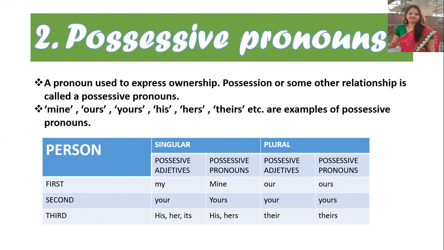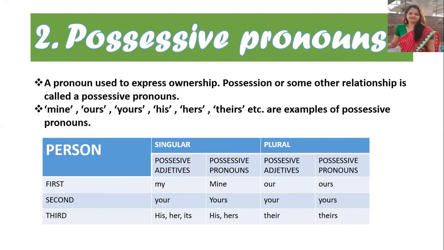Means in the previous chapter you have studied about the possessive adjective. Possessive adjectives, I told you before also, are placed before the nouns. And on the other hand, pronouns are used in place of a noun. This is the difference. Means adjectives before a noun and pronouns in place of a noun. Got it? Now, according to the rules, there are three persons in each and every sentence, that is first, second, and third.